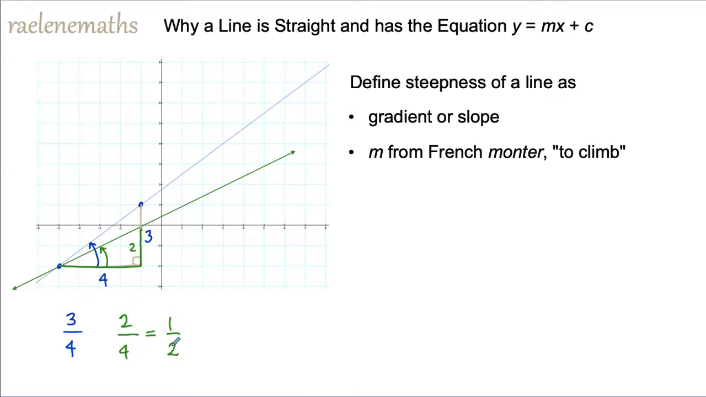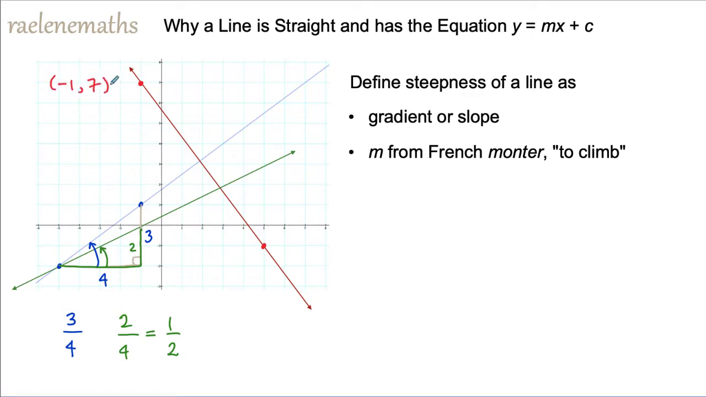But not all lines increase from left to right. They don't all go up. And so how are we going to deal with a line that actually goes down from left to right? Well, here we have another line that's going down, and we can pick 2 points on this line, such as -1, 7 and 5, -1.